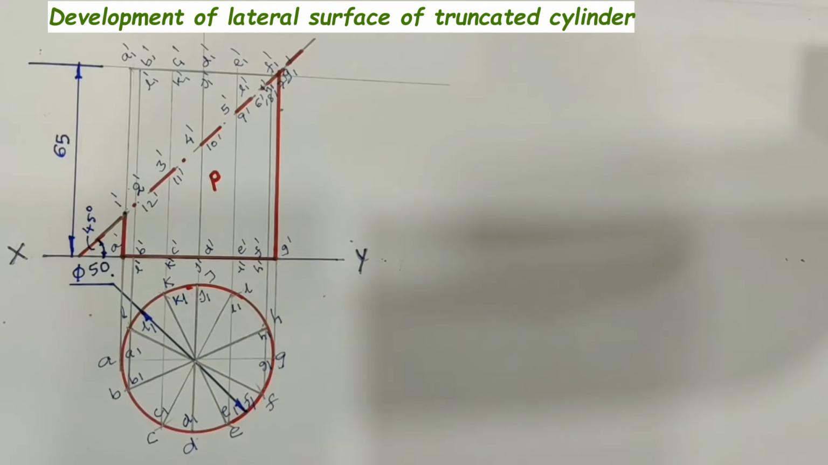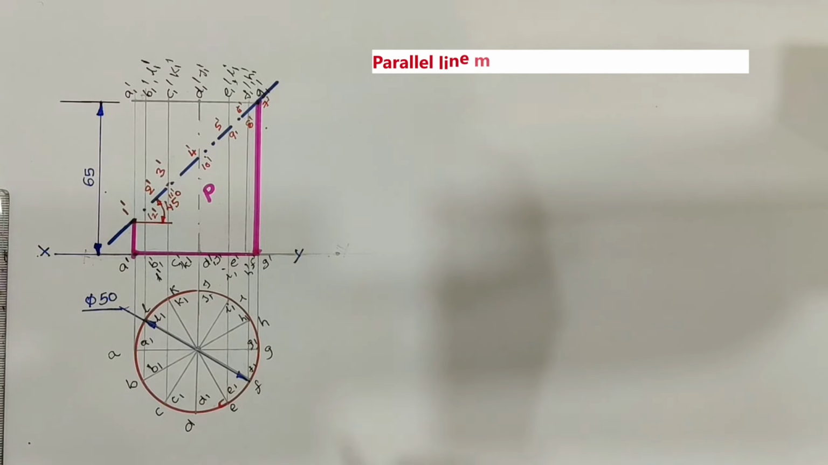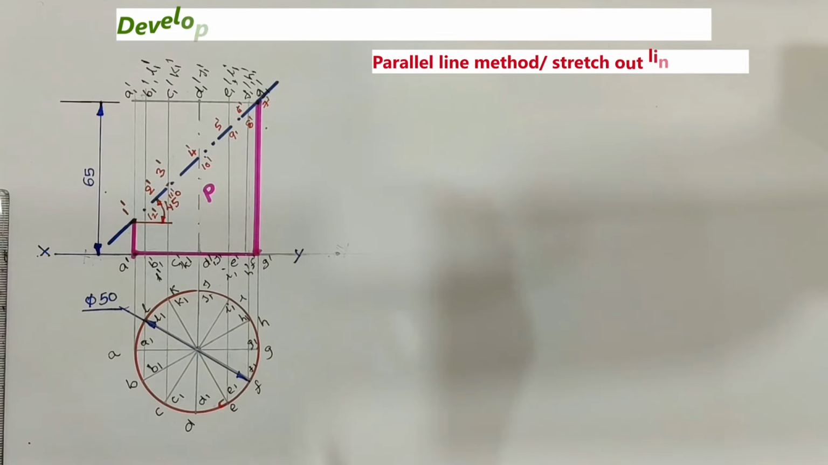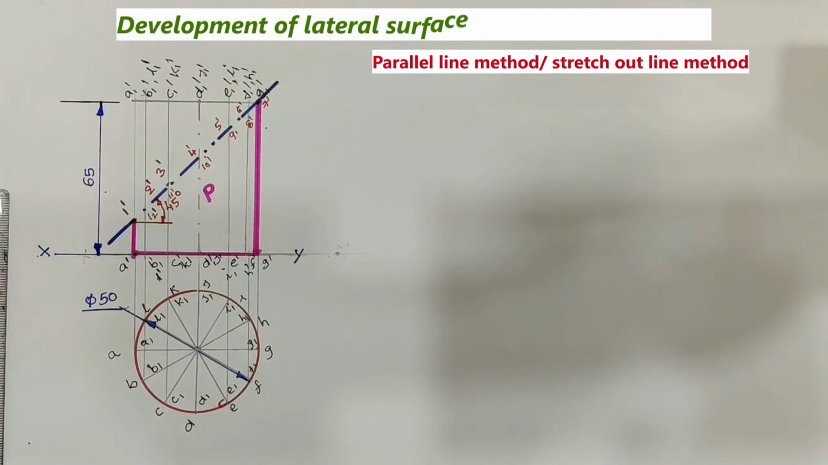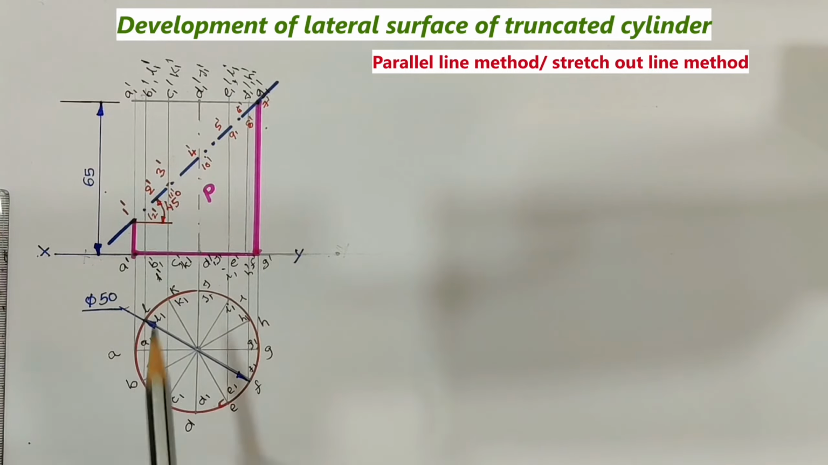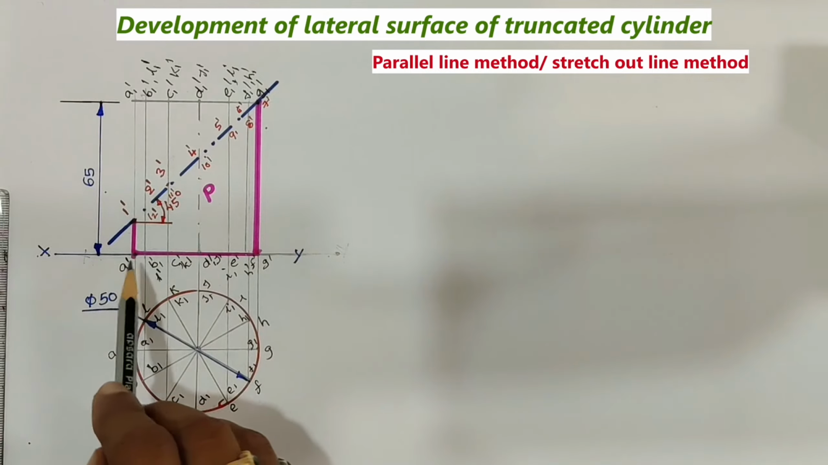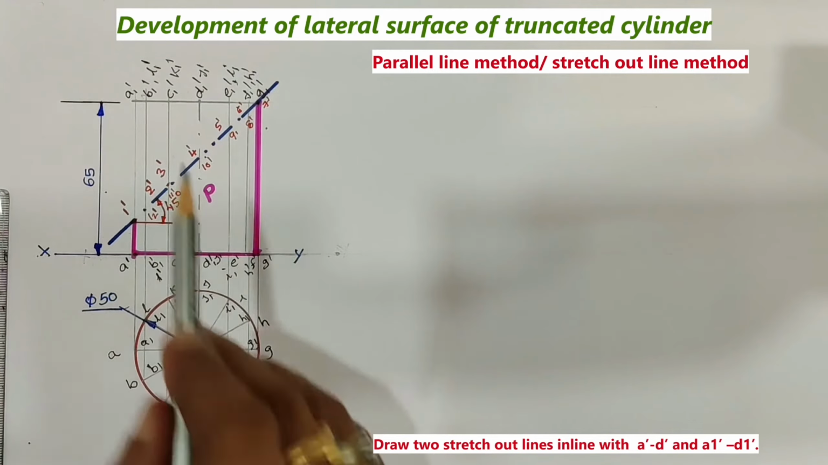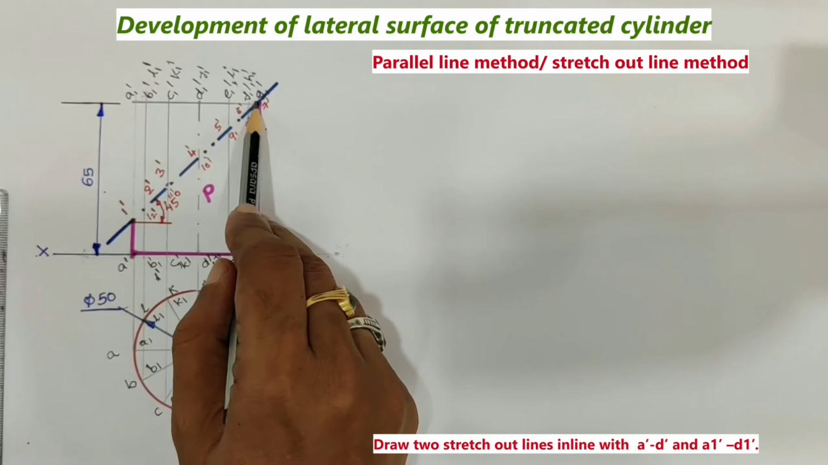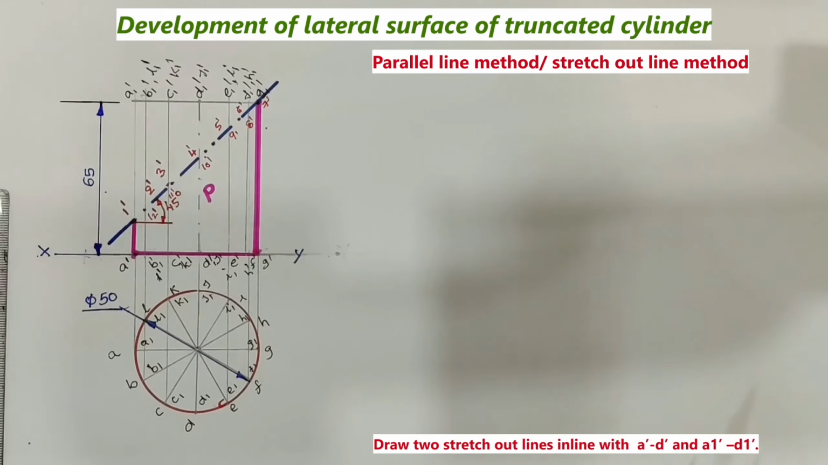Now we'll do the development of the cylinder, that is, the lateral surface. The method used for the development of the lateral surface of the truncated cylinder is the stretch out line method, and it's also called the parallel line method. So draw two stretch out lines passing through the bottom base as well as the top base of the cylinder in front view.